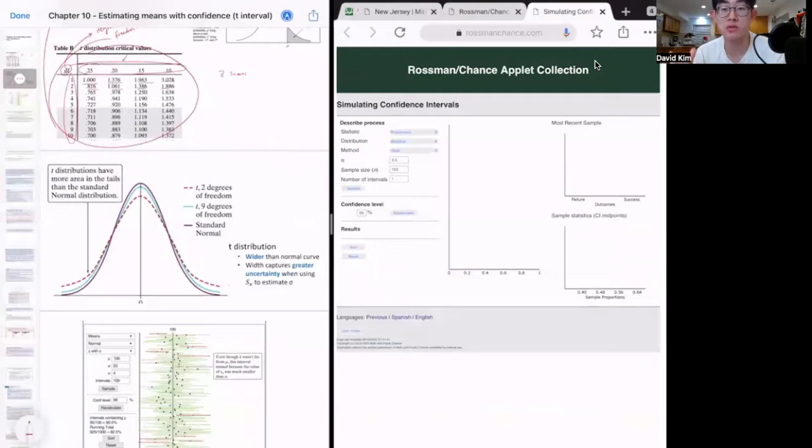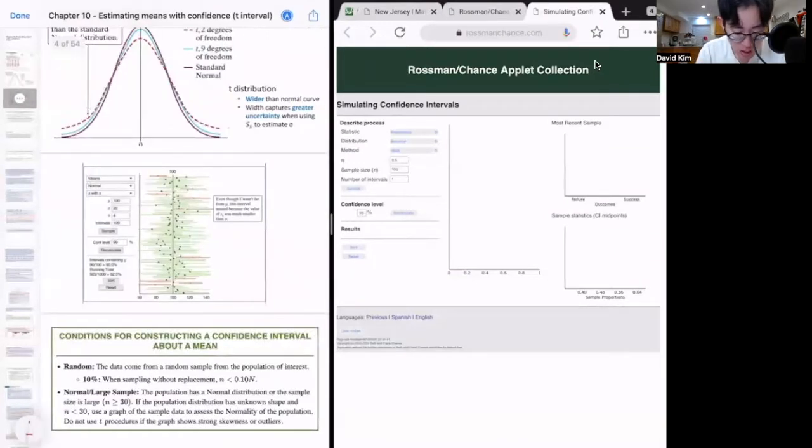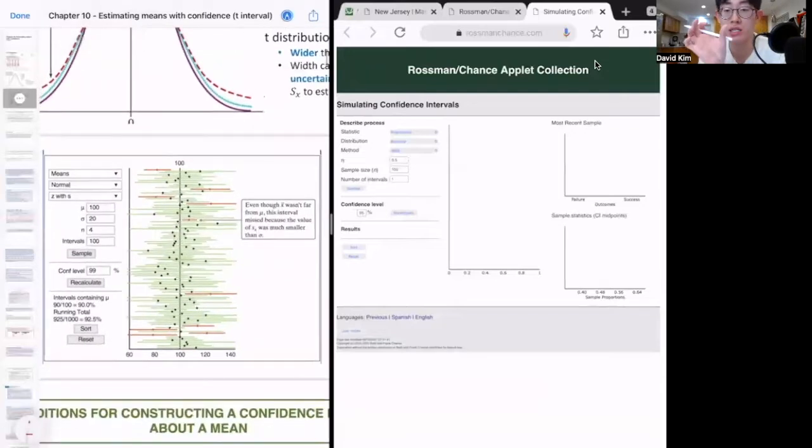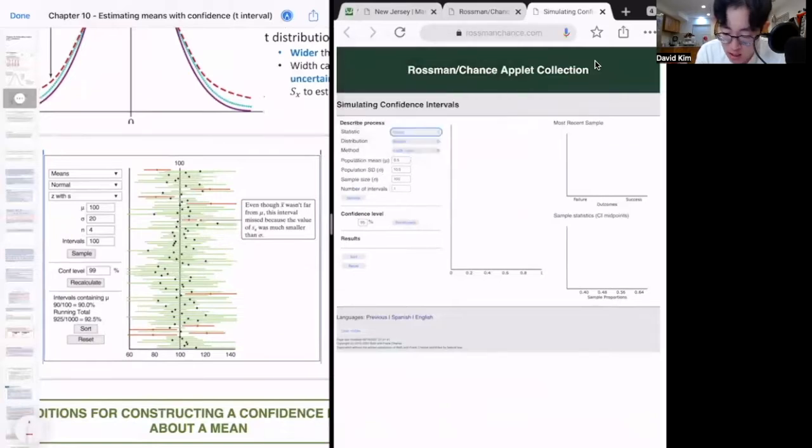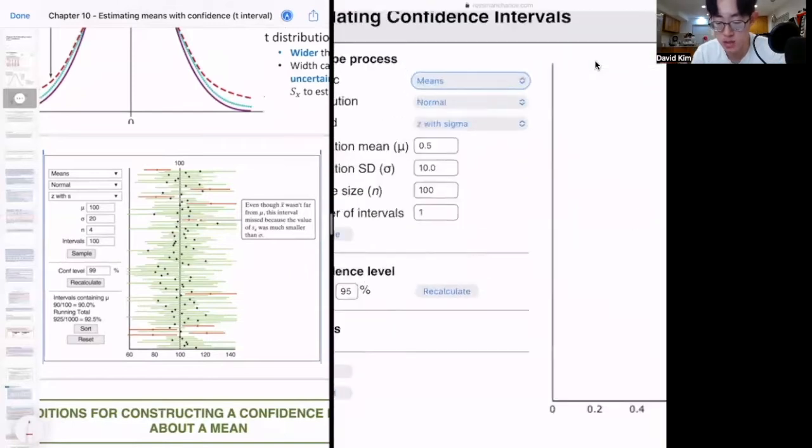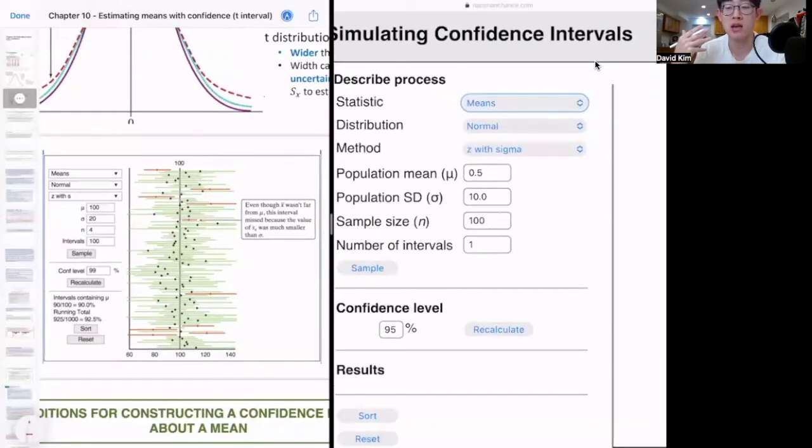So this is the Rossman Chance applet collection, where we can play around with the values and see the main difference between the T distribution and the Z distribution. It's going to give you all these little confidence intervals once we put in some input. So I'm going to put statistics here as means. We're going to have the distribution as normal and Z with sigma.